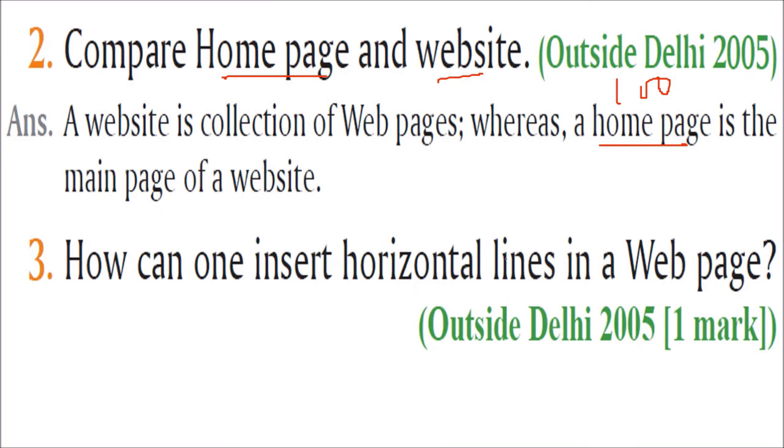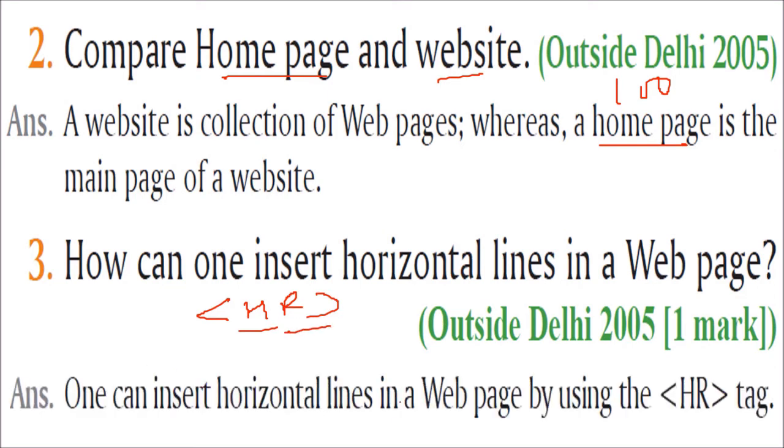How can you insert horizontal line in a web page? You have to use this HR tag, horizontal rule. Rule means line. So one can insert horizontal line in web page by using HR tag.